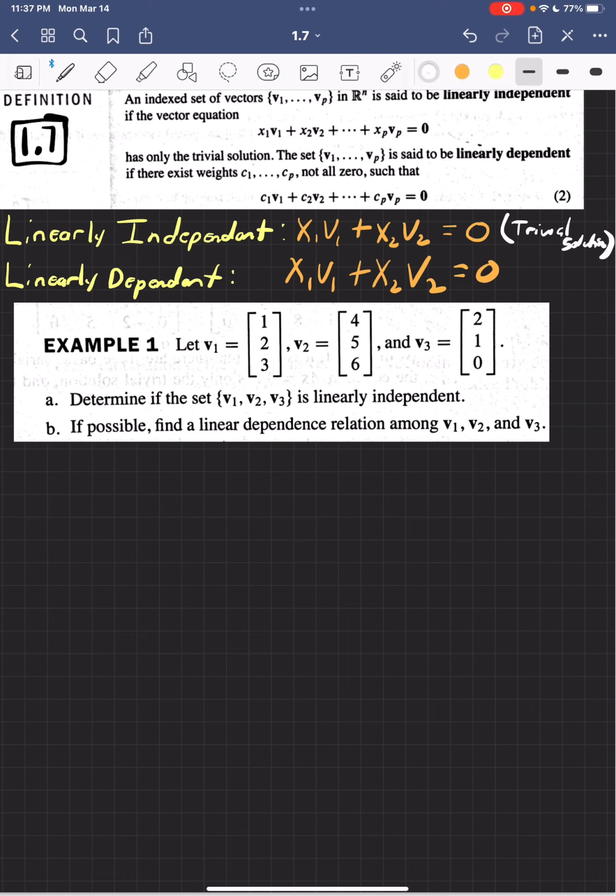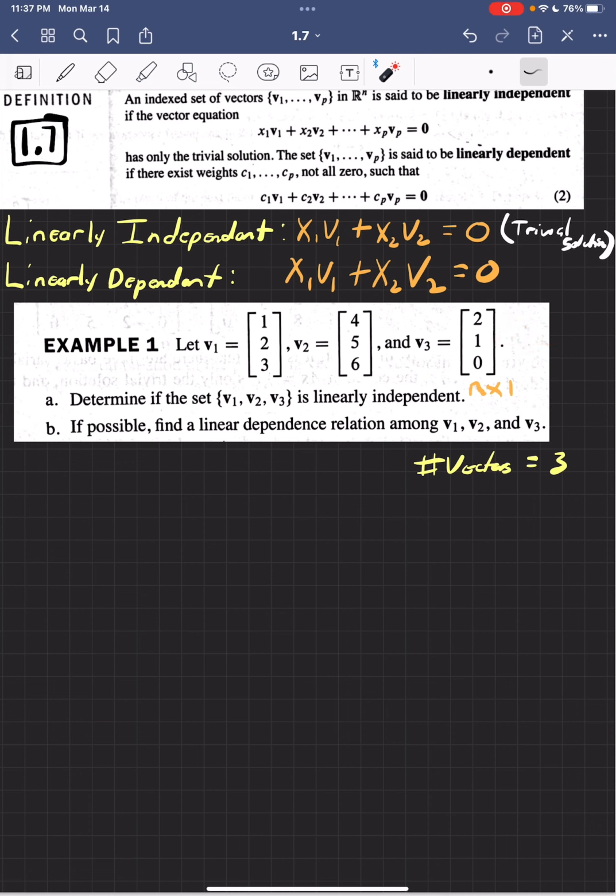In other words, this is not an aside. I think this will come in handy in a little bit. Let's notice that the number of vectors is equal to 3. And of course, you recall that this is an n by 1 matrix, right? So, in other words, this is a 3 by 1 matrix. This is a 3 by 1. This is a 3 by 1.